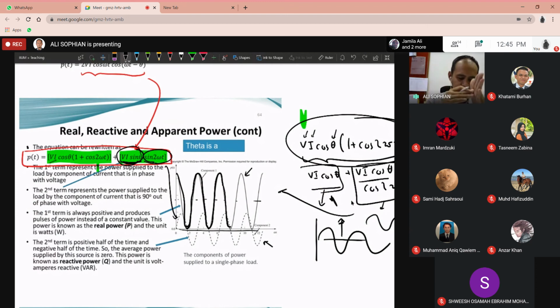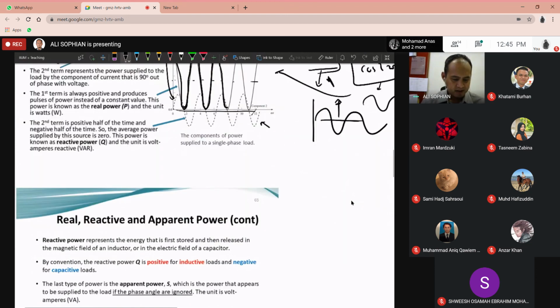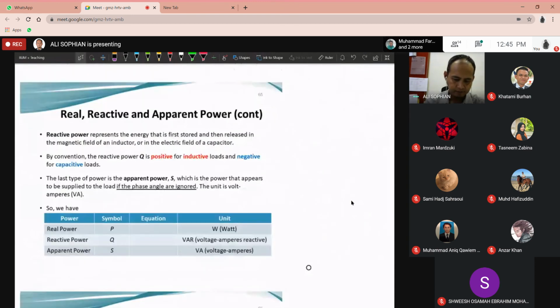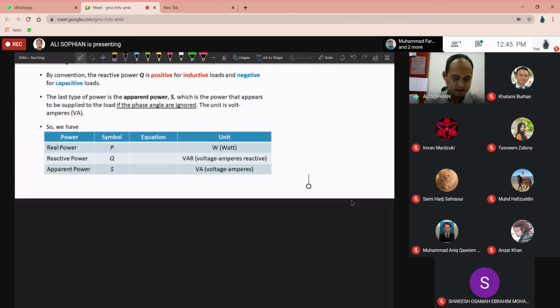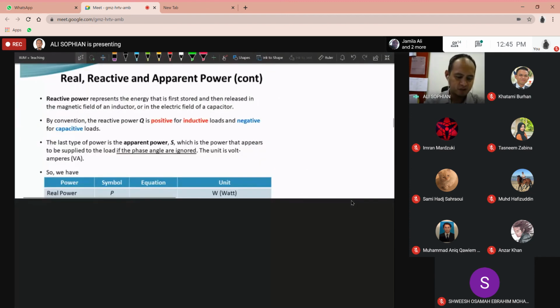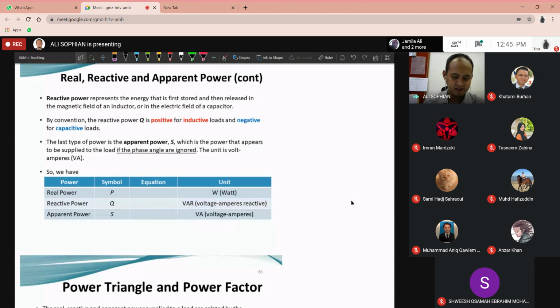It's different from the real power. The real power, if the load is, for example, a motor, will be converted into motion, while the reactive power is just transmitted back and forth between the source and the load, so it's not doing anything much. The reactive power represents the energy that is first stored and then released, in the magnetic field when we talk about an inductor, or the electric field in a capacitor. But again, it's not doing any work.